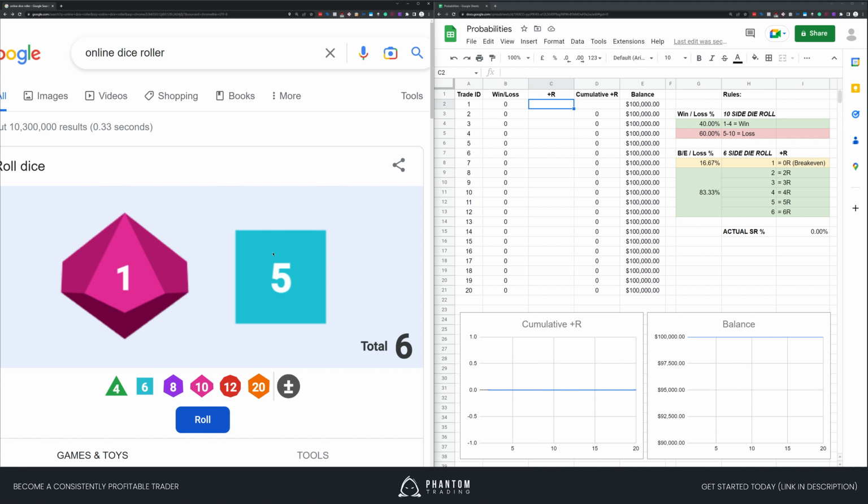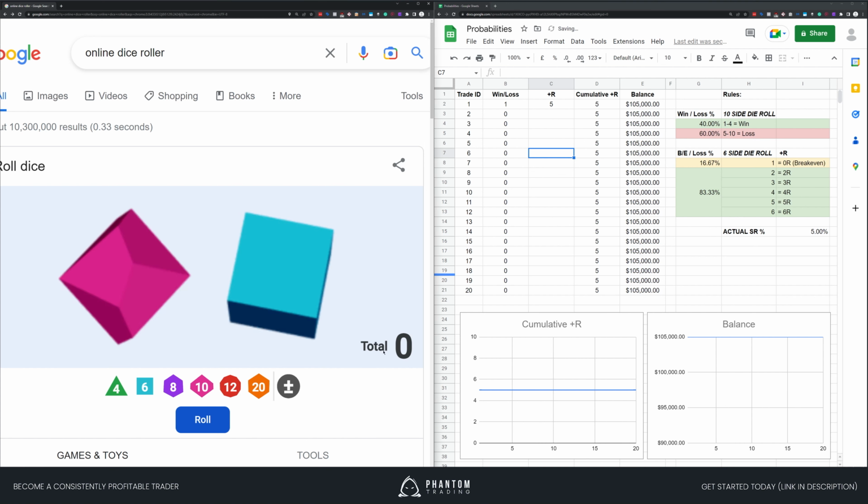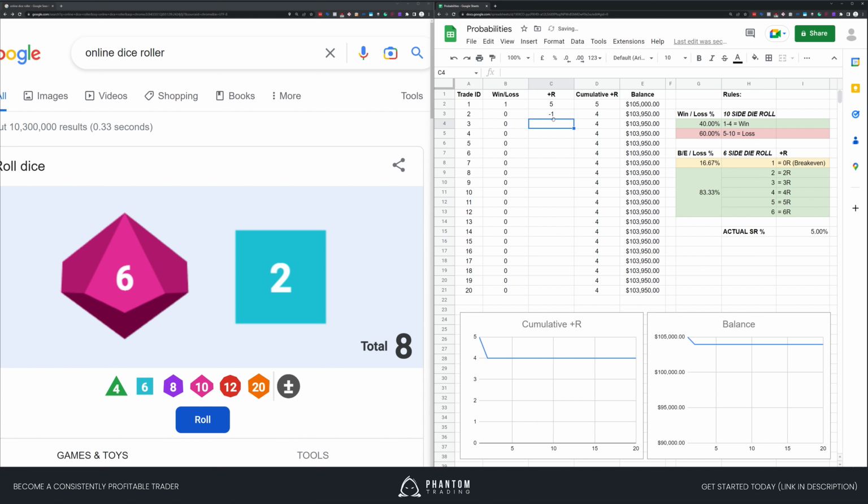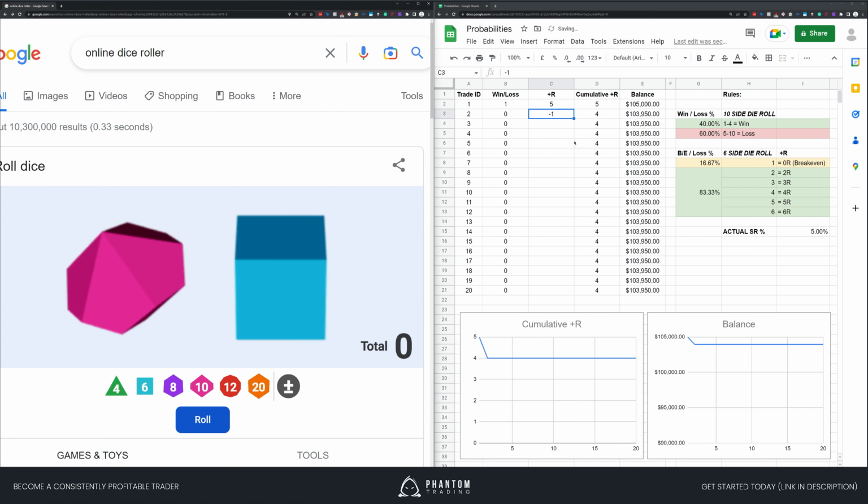Meaning we can now look at our 6-sided die here, and it looks like we rolled a 5. So we've made 5R on that trade, right? Okay, moving on. The next one, a 6. So for the 6, we're going to do a -1 because it was that 60% chance that we're going to hit our stop loss, right? Based on our trade plan and strategy. So I put that there, and let's keep rolling.